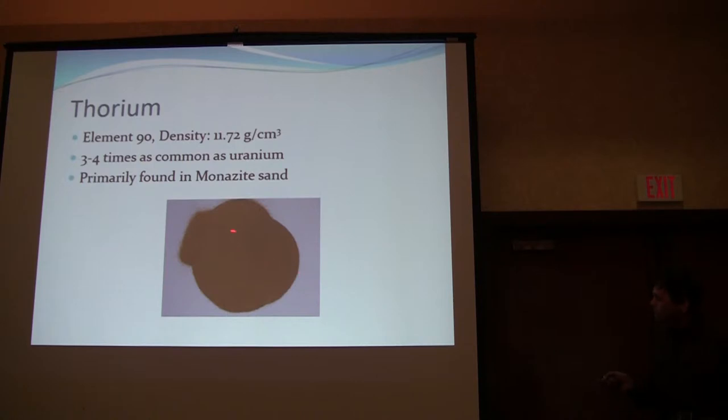Thorium, here's a picture of some monazite sand I got off the internet. It's the 90th element. It's got a density of about 12, and it's about 3 to 4 times as common as uranium. It's often found in monazite sand, of which India has a very large amount. That's why they're very interested in thorium, because they have lots of thorium and not much uranium. So they want to be self-sufficient in that respect. They could use thorium.